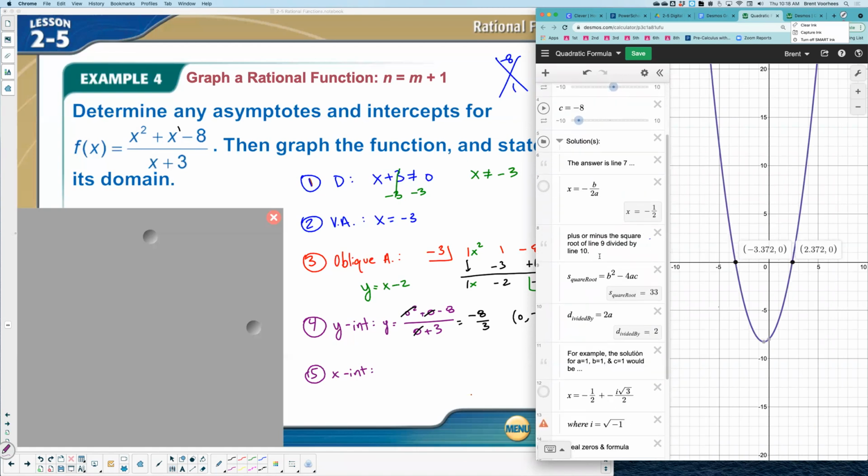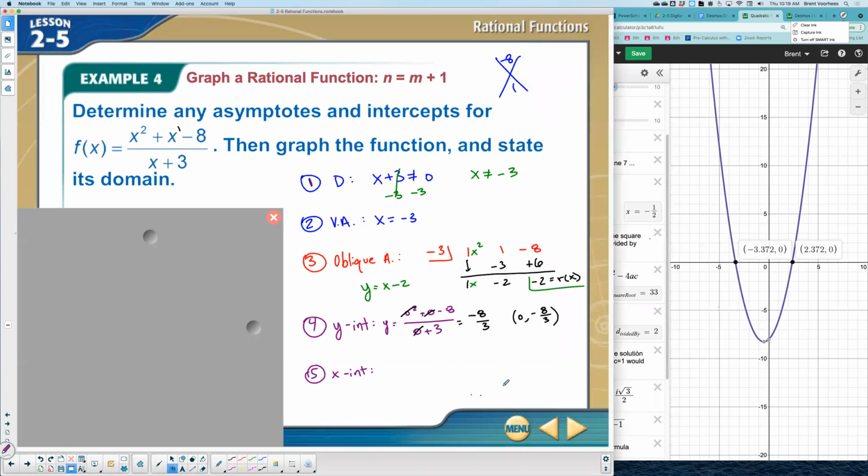Here's how you write the answer here. The x-intercept is, if you read this on the solutions, the answer is line 7, x equals -1/2 plus or minus the square root of 33 over 2. And that's just reading the instructions right there. So for this one, the x-intercepts, here they are.